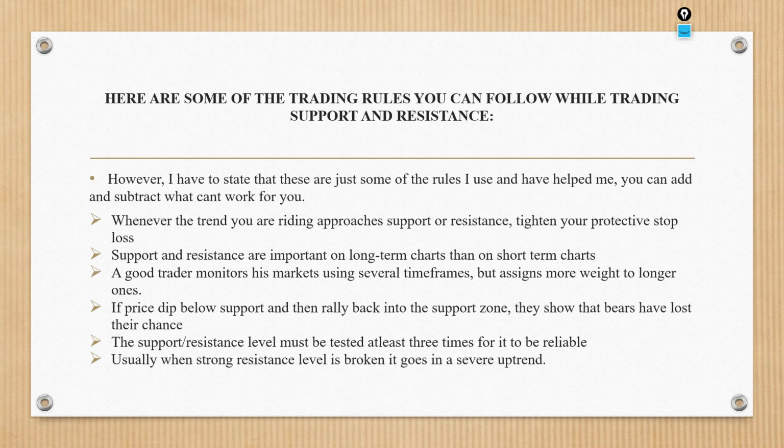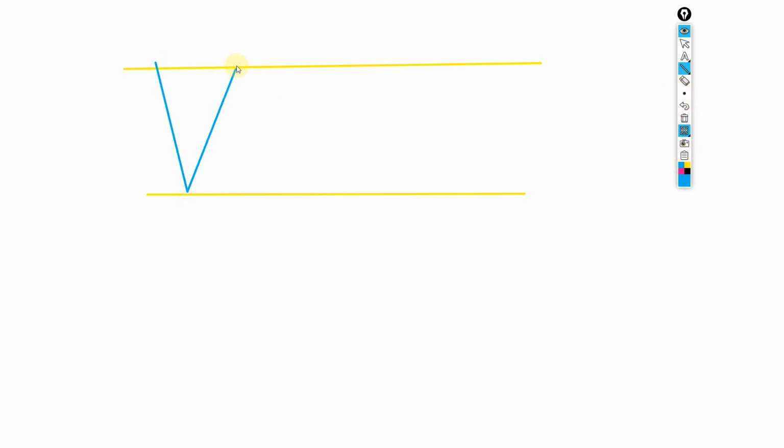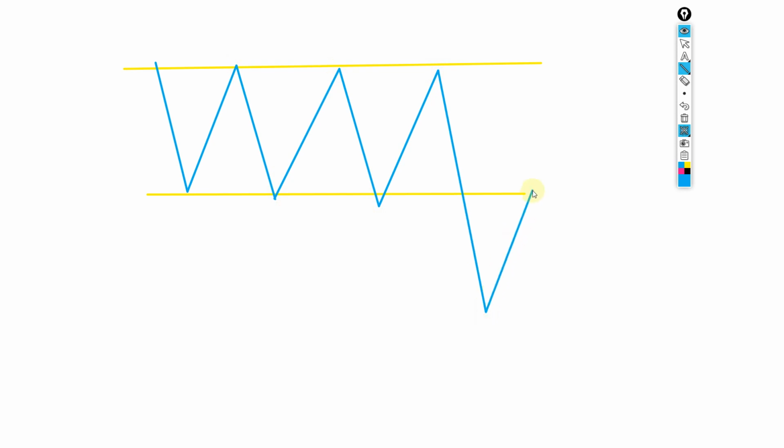If price dips below support and then rallies back into the support zone, it shows that bears have lost their chance. So if price breaks the support, you should be waiting for it to come back to retest. So here's the thing. We have that, and we have that. If price breaks like that, we should be expecting it to come and retest, then it starts going down like that, right? That is what it means.